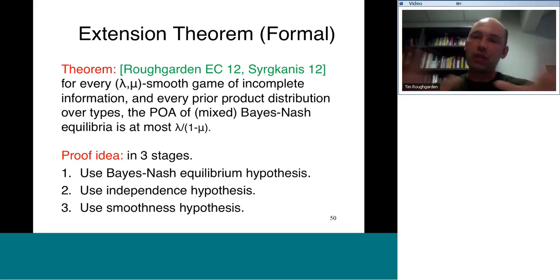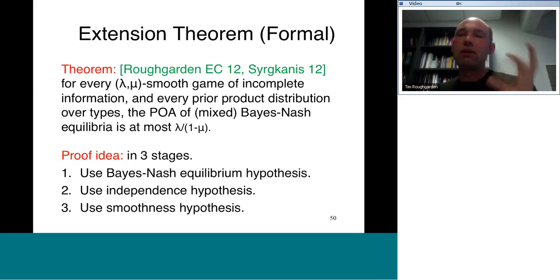There is, however, one catch. The extension theorem requires that players' types, so if you like, what players are willing to pay in some auction, should be stochastically independent. That is, the extension theorem works only for product distributions over players' private information. But under that assumption on the prior and nothing else, just independence, it doesn't need IID, it doesn't need any kind of assumptions about the shapes of the distributions, you get an extension theorem.